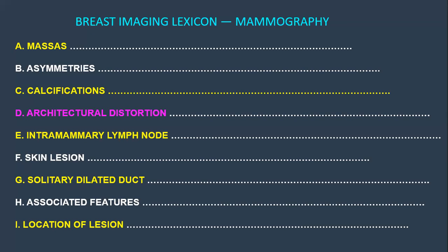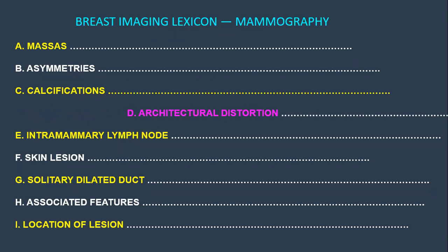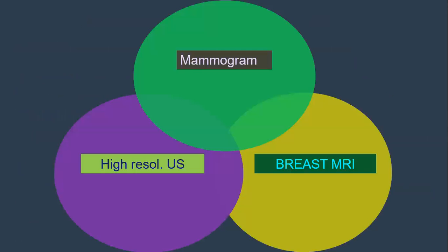We already completed the analysis of the first major abnormalities in mammographic lexicons, the masses, asymmetries, and calcifications, and the fourth major mammographic abnormality in the lexicons is the architectural distortion. We are going to talk about it today.